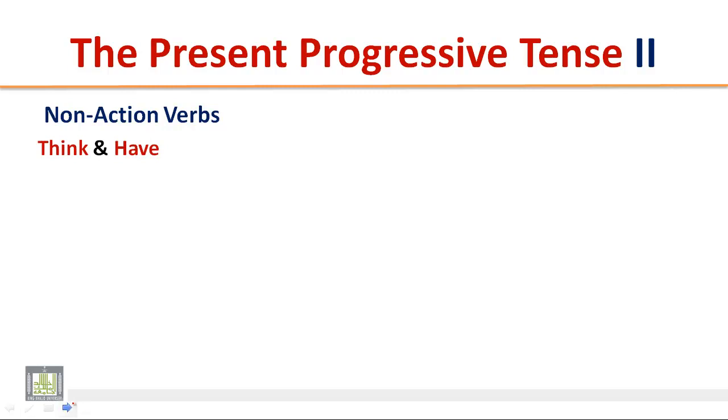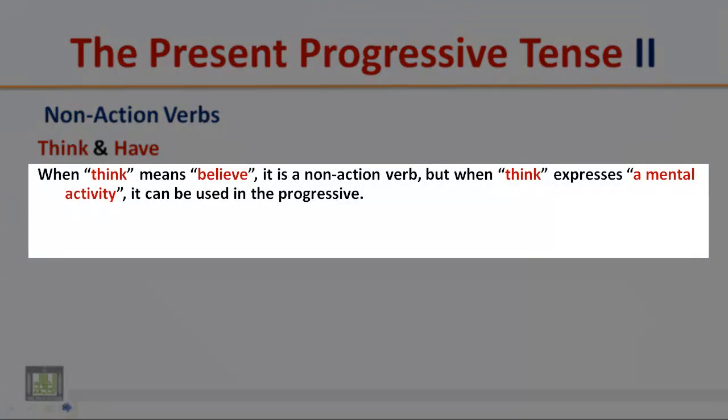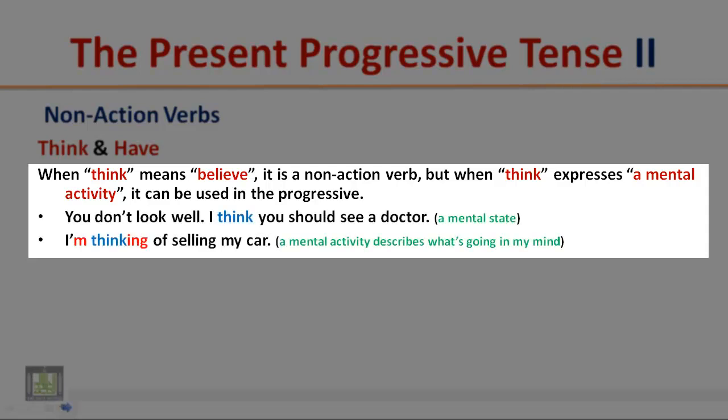Think and have. When think means believe, it is a non-action verb. But when think expresses a mental activity, it can be used in the progressive. Example. You don't look well. I think you should see a doctor. The verb think in this example expresses a mental state. So it is a non-action verb. It cannot be used in the progressive.